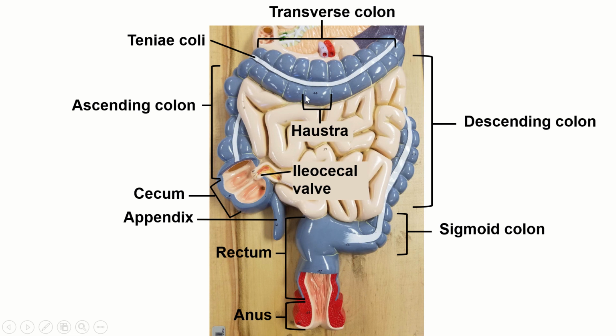And then each of these little bunches or bulges is called a haustra. Next up, we will talk about both the histology of the colon and pathologies, things that can go wrong.